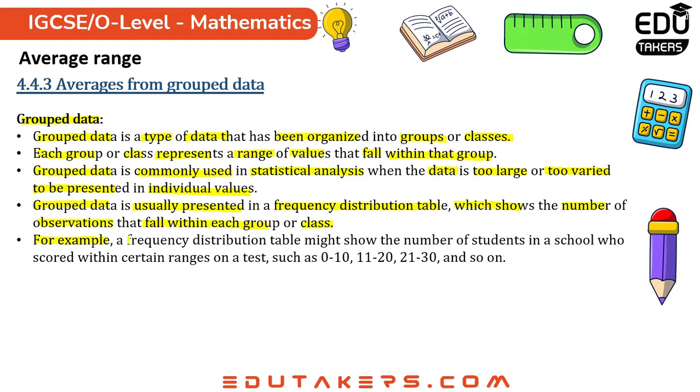For example, a frequency distribution table might show the number of students in a school who scored within certain ranges on a test, such as 0 to 10, 11 to 20, 21 to 30, and so on.